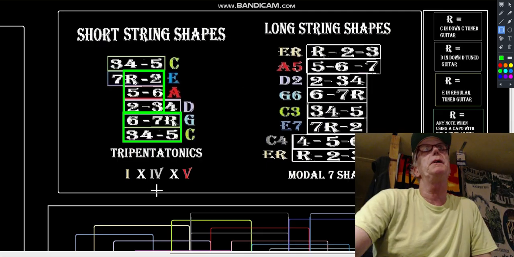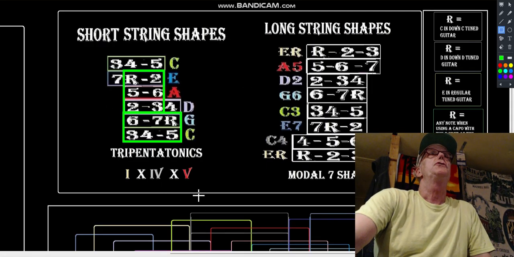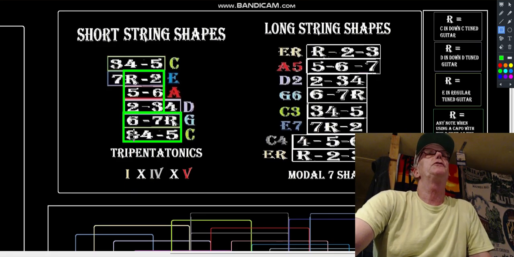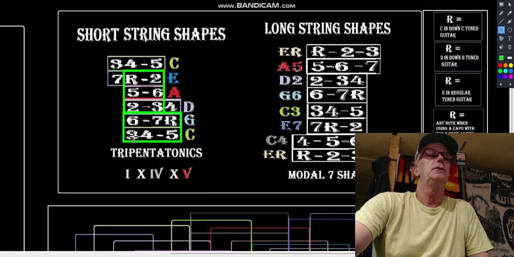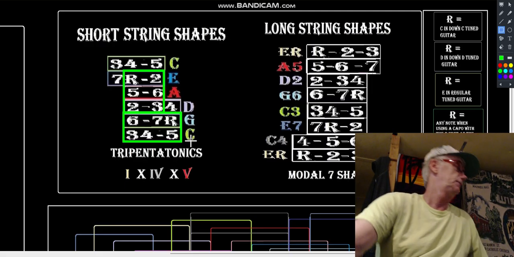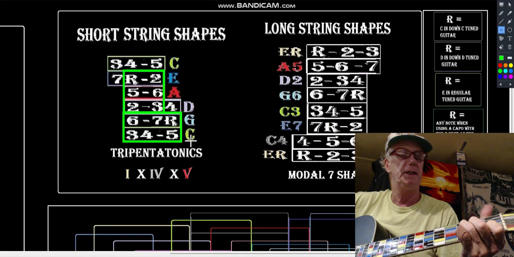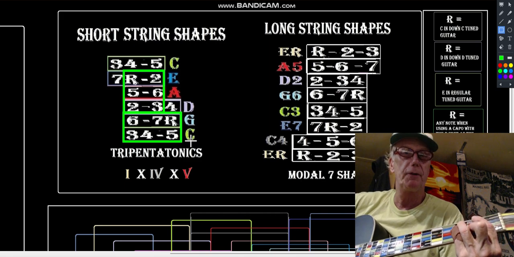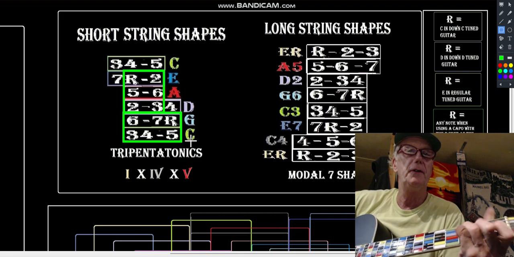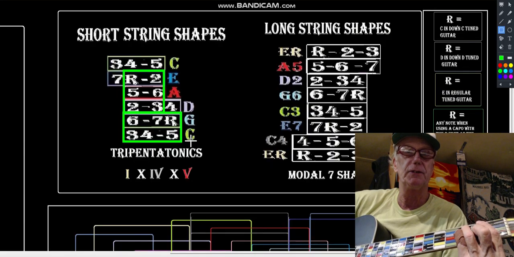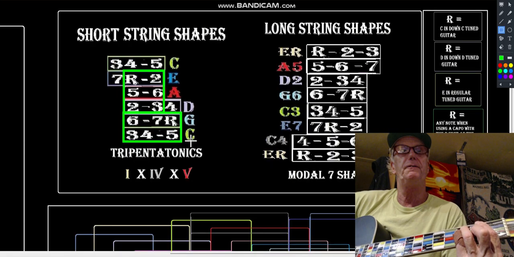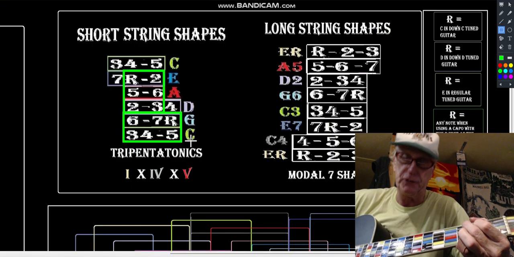So the tripentatonics means we do this starting from the 1, the 4, and the 5. If you start on 3, what string shape is that? That's the C string shape. What's the 4th of the C string shape? It's the E string shape. Watch this. Here's the C string shape, here's the E string shape on the 4th. The 5th of the C string shape is the G string shape.